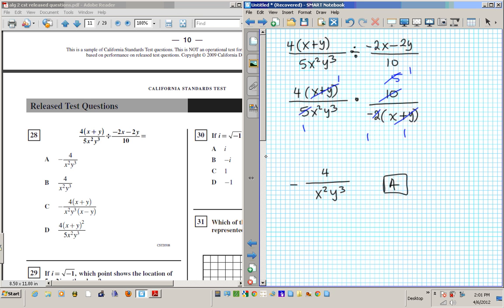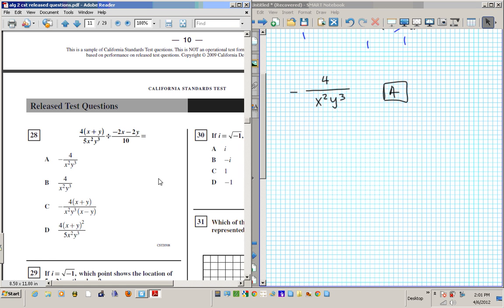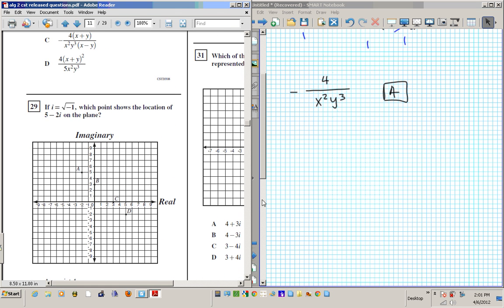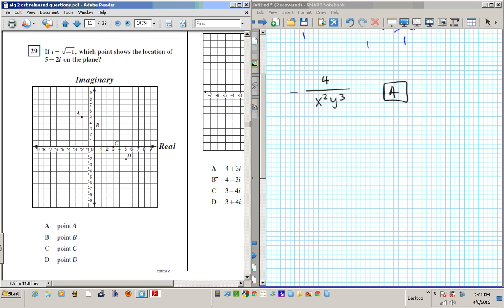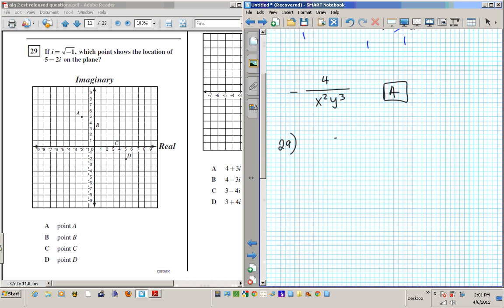Okay? Alright, now let's move on to question 29. 29 says, if i is the square root of negative 1, which point is 5 minus 2i? So for this one, just remember that the real part is the x and the imaginary part is the y, okay? So basically, which of these points is 5 comma negative 2? Okay, because x is 5 and y is negative 2. So which point is 5, negative 2?